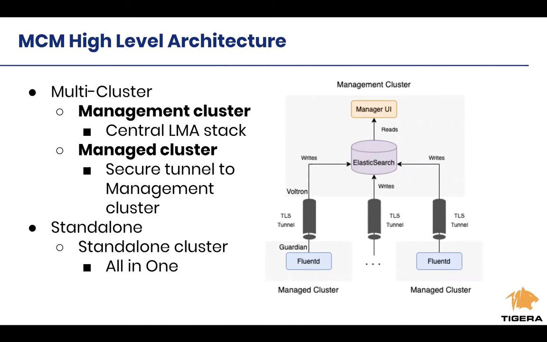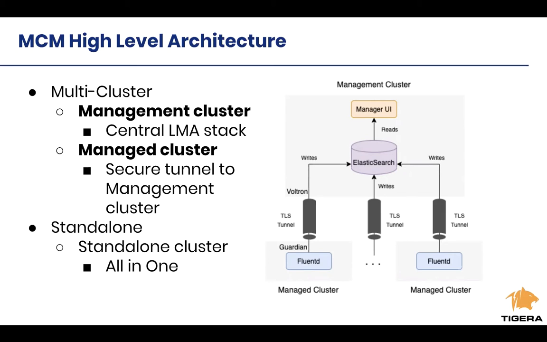What Calico Enterprise will let you do is designate one of those clusters as the management cluster, and then centralize the logging, monitoring, and alerting stack inside of that particular management cluster. And then you can join managed clusters to that management cluster, and centralize all the visibility, the observability, and the management from a single pane of glass.